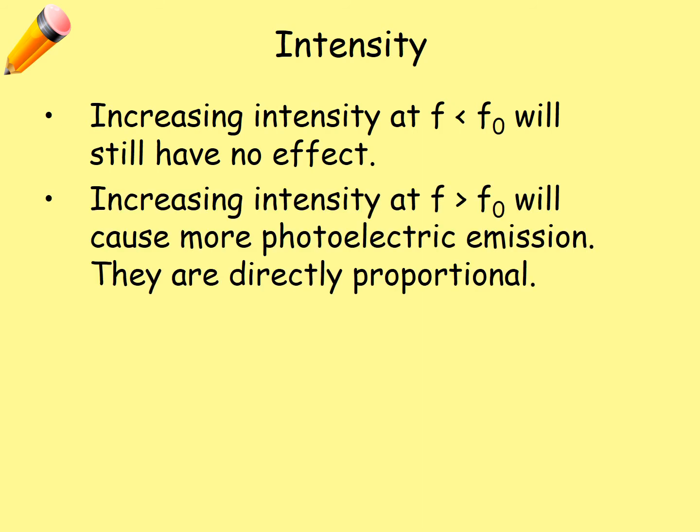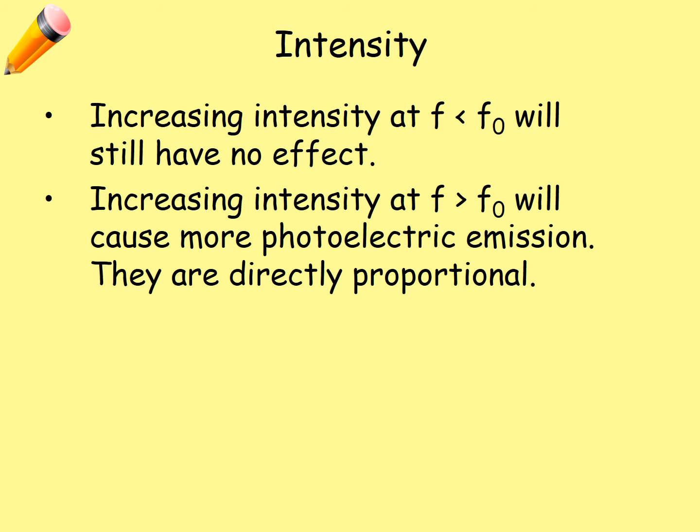However, if we increase the intensity for photons of light where the frequency is greater than or equal to the threshold frequency, we will cause more photoelectric emission to take place. They're directly proportional to each other. We can think of it like this. The photons of light are coming onto the surface. If the photons have enough energy, they release an electron from the surface. And it literally is one photon going on, one electron being removed. One photon, one electron, one photon, one electron.